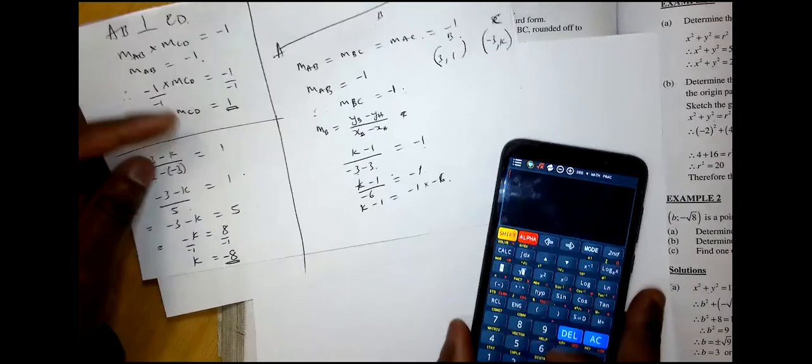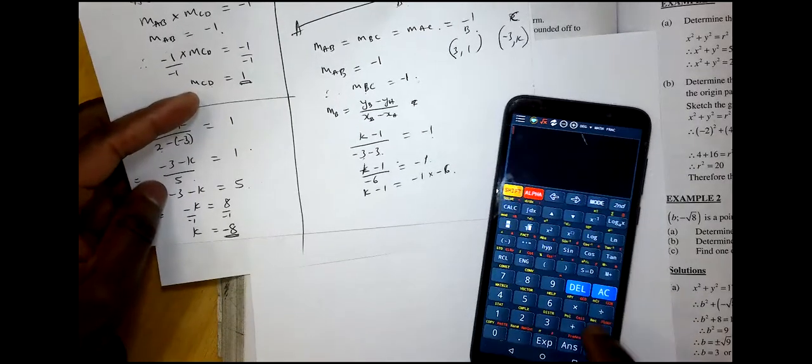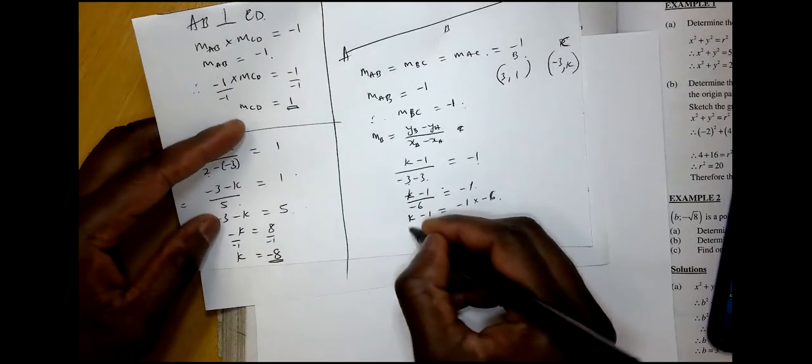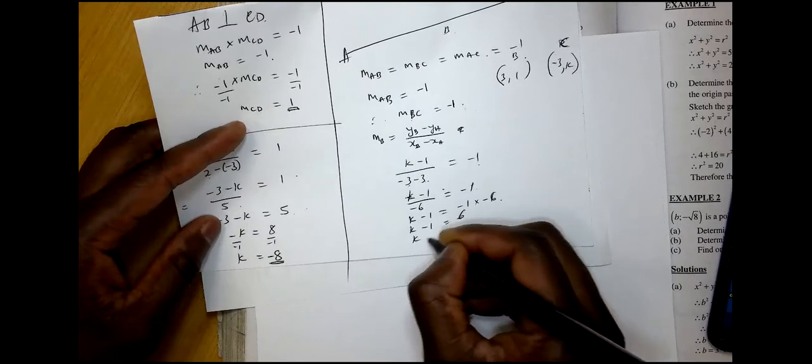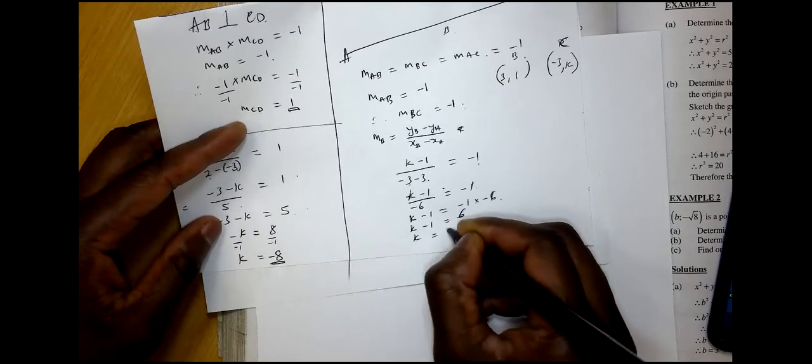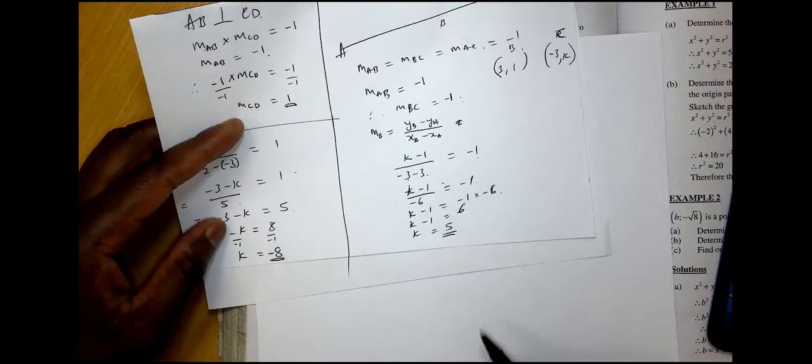What do you get there? We get negative, we get positive, isn't it? -1 times -6, you get a +6. So K minus 1 is equal to 6. Then K is equal to 6 minus 1, which is 5. So in this case, K is equal to 5.